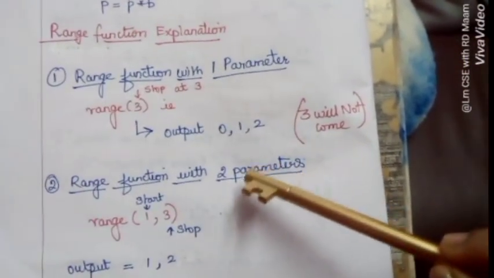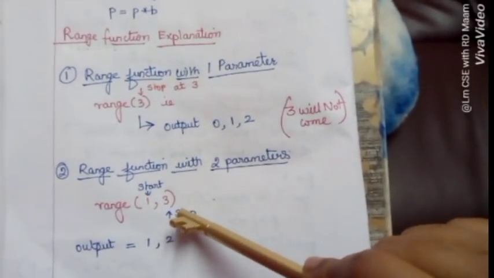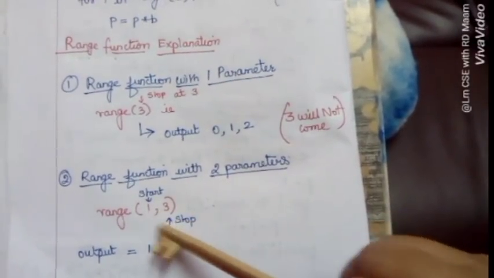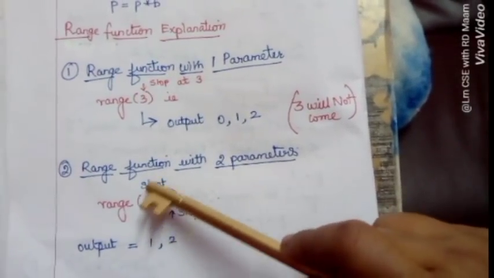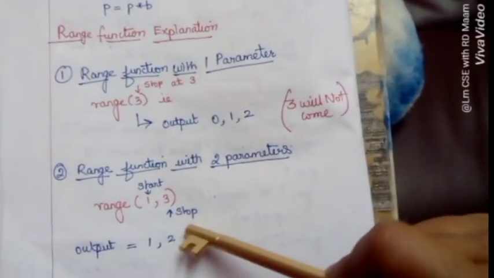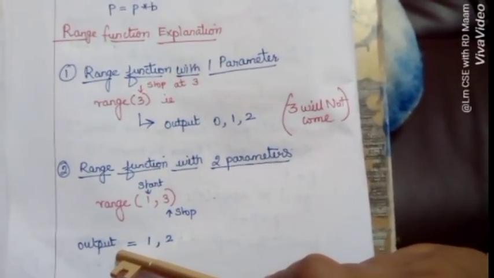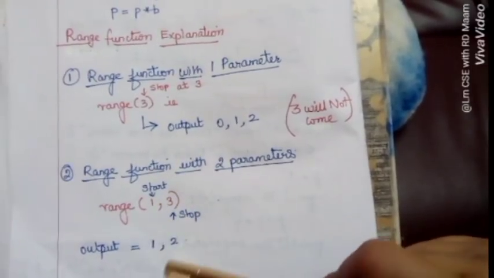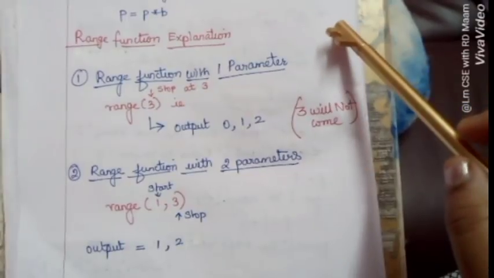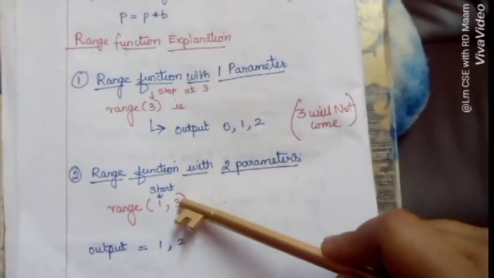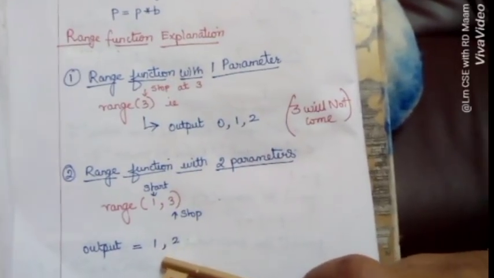With this idea I come here. So we'll see what the range function with two parameters is. Range of 1 comma 3. If the range function holds two parameters, that is 1 and 3, it is understood that the first parameter is start and the second parameter is stop. So the range function will have the values 1, 2. The stop value will not be taken into count. Start at 1, stop at 3. We'll get the values 1 comma 2.